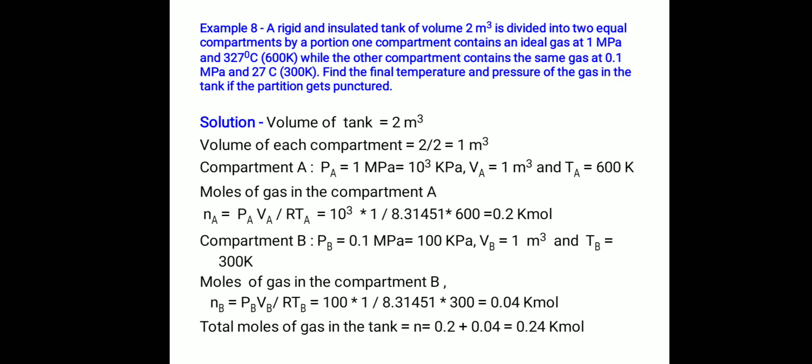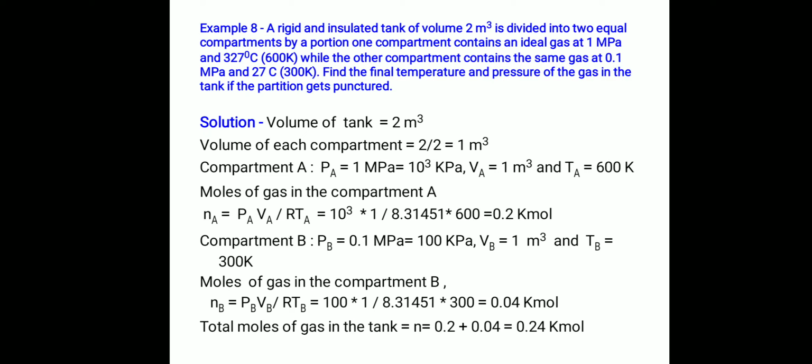In the 8th example, it is given that a rigid and thermally insulated tank of volume 2 meter cube is divided into two equal compartments. So the temperature is constant, no heat interaction is there, and the volume is fixed, that is 2 meter cube. It is divided into two equal compartments by a partition, that is the center point.